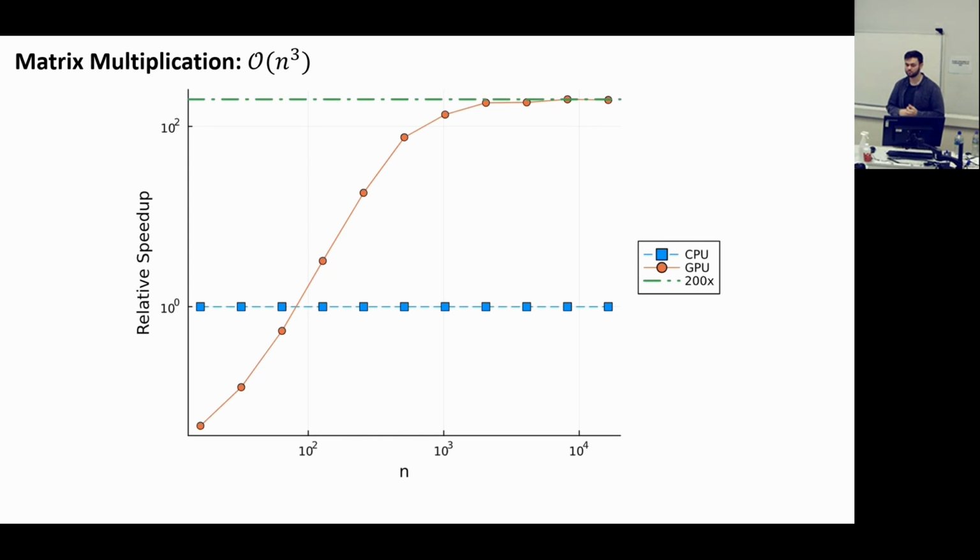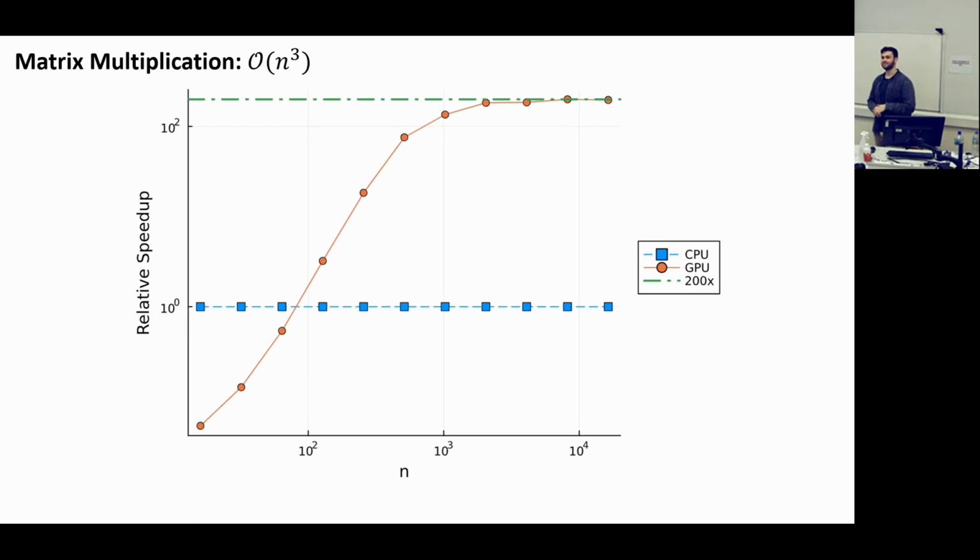As another example, if we go to matrix multiplication, which is order n cubed instead, we hit the threshold at which the GPU becomes faster than the CPU a lot earlier, for much smaller matrix sizes, because matrix multiplications are much bigger operations and you're doing more computation. So as soon as we're hitting around 100 by 100 matrices, the GPU becomes a lot better. And by the time we get to 10,000 by 10,000 matrices, the GPU, at least on this machine, is about 200 times faster than the CPU.